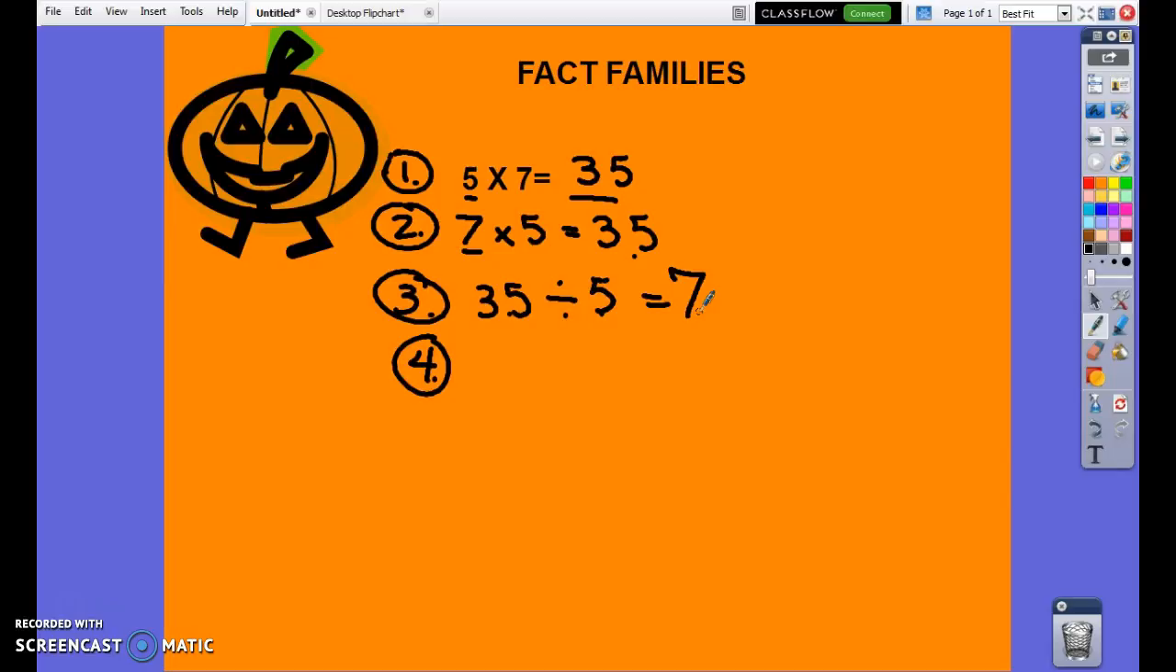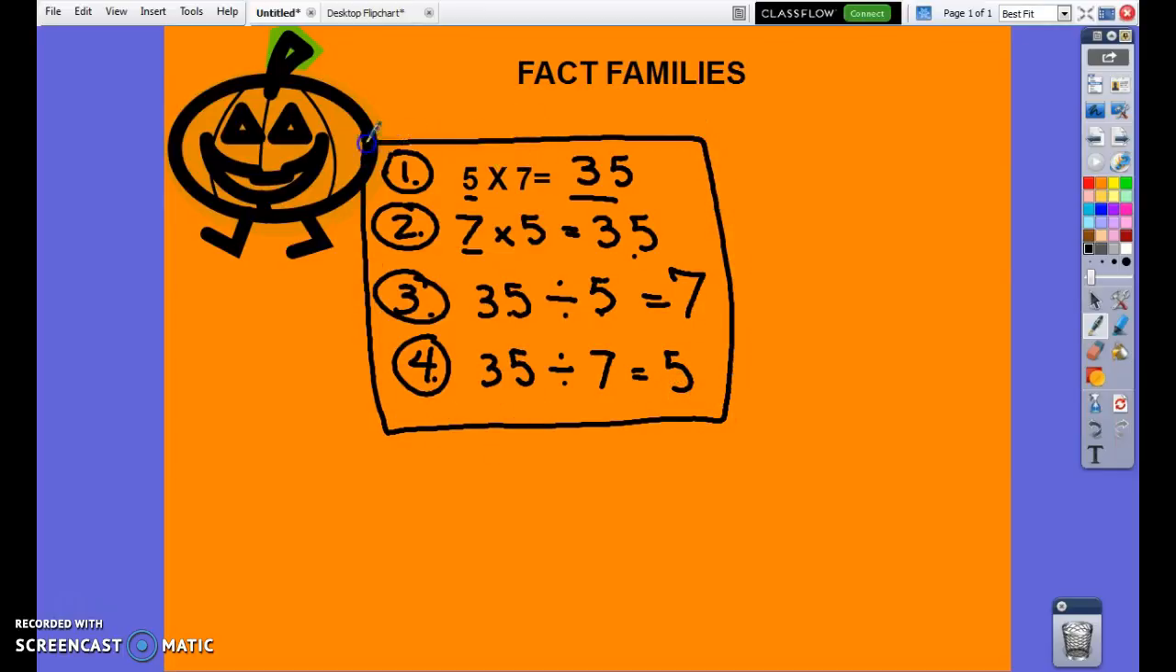So now my last one, I still have 35 divided by, and instead of putting the 5 here, I put the 7. And so the only number I didn't use is the 5. So here is the fact family for 5 times 7. So if you know 5 times 7, you also know 7 times 5, 35 divided by 5, and 35 divided by 7.